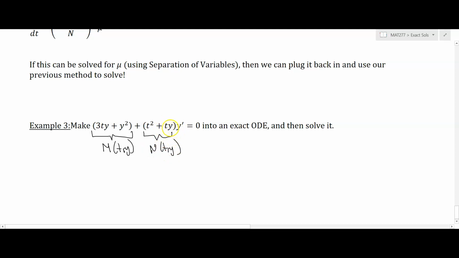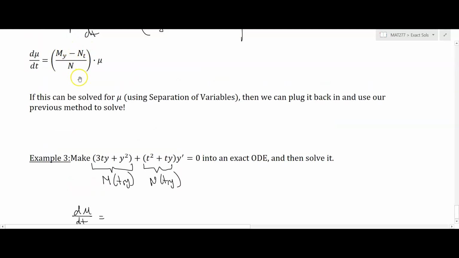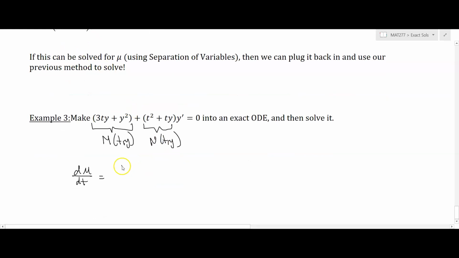We already know this is not an exact ODE. Since it's not an exact ODE, we're going to find this integrating factor mu. And d mu dt is m sub y minus n sub t over n, times mu. So we'll say not exact, find mu, and try again. All right, so this is times mu right here. Obviously what I need is m sub y, n sub t, and n.